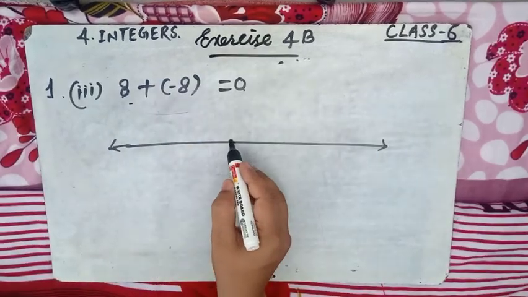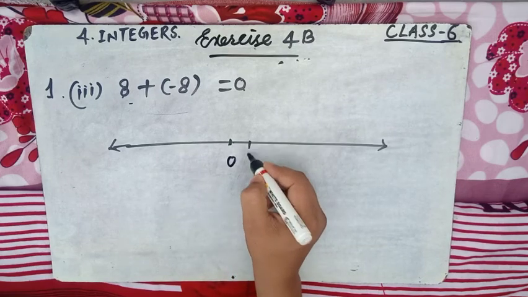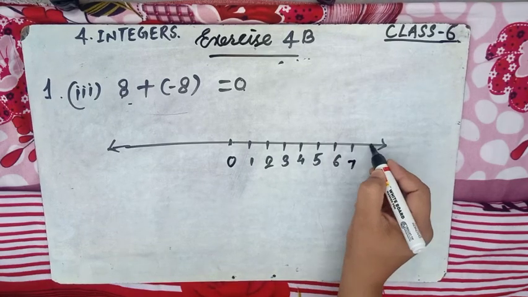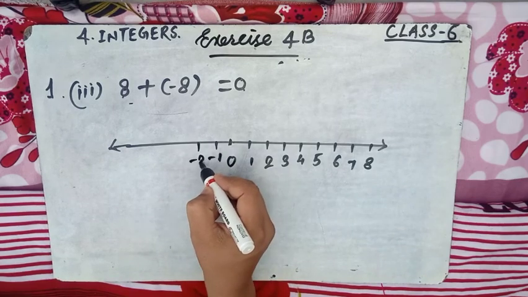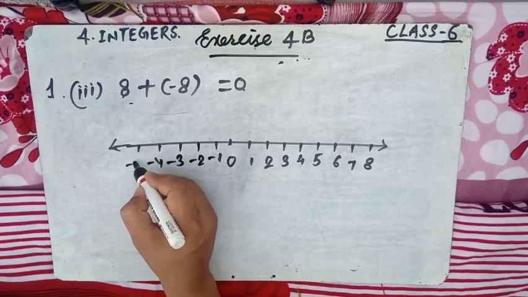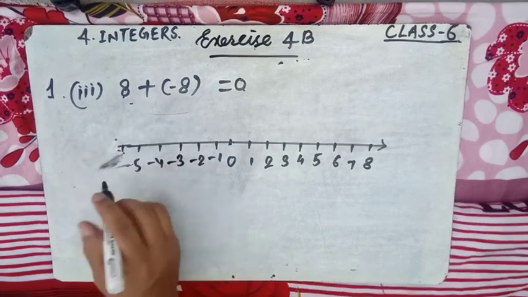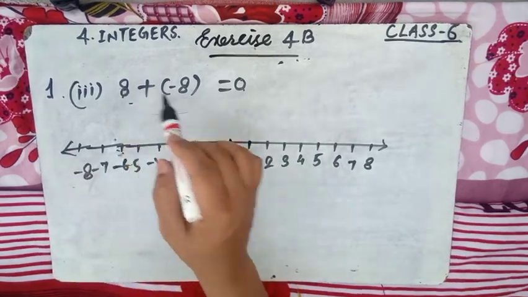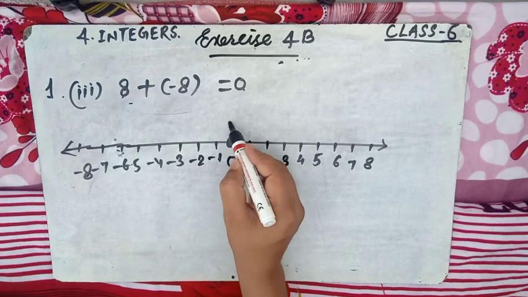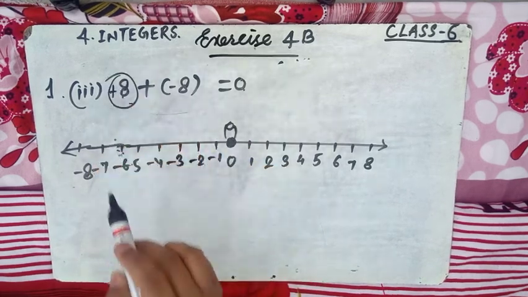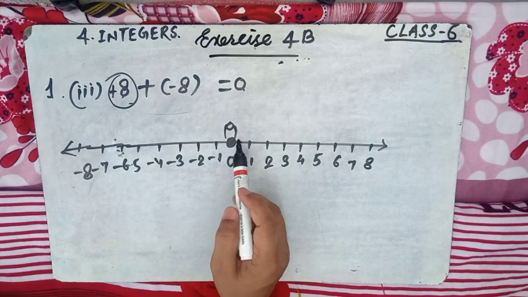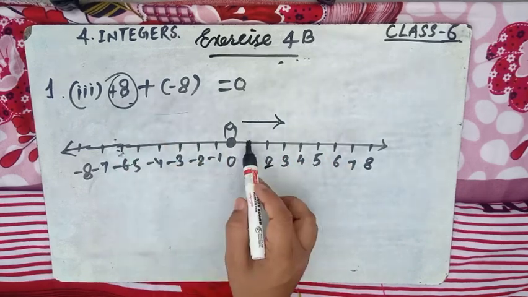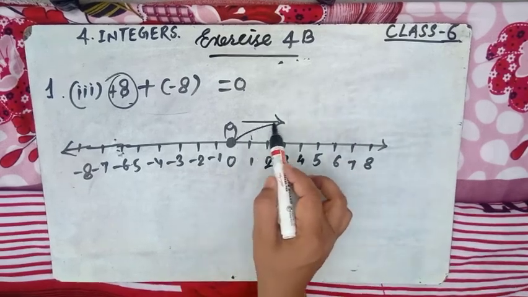But now we are going to solve this with the help of the number line. Suppose this is 0, then 1 2 3 4 5 6 7 8, and the negatives -1 -2 -3 -4 -5 -6 -7 -8. Now we start from the initial point, here is 0. The first 8 is positive, so we move towards the right side from 0. How many steps? 8 steps: 1 2 3 4 5 6 7 8. We came over here.